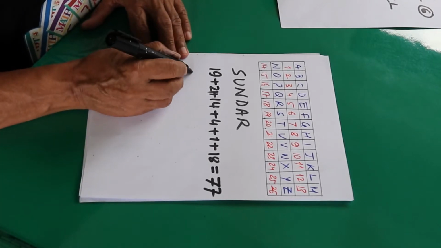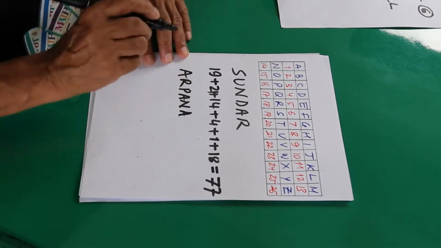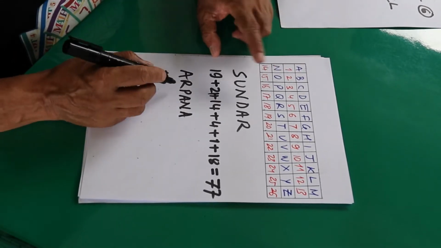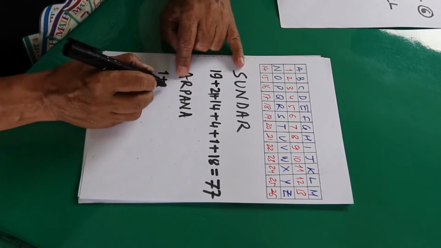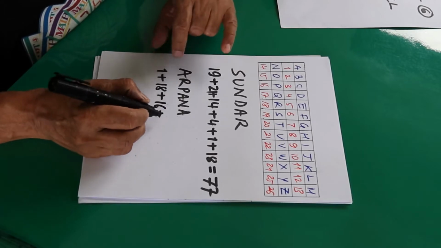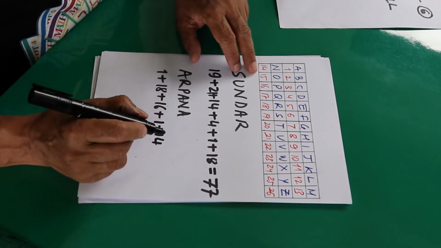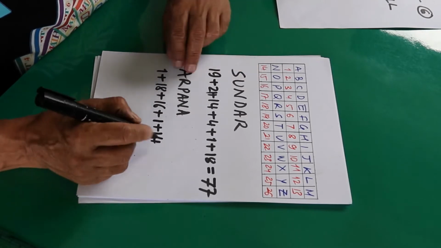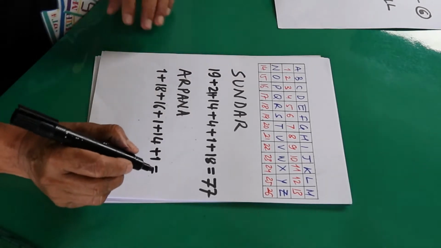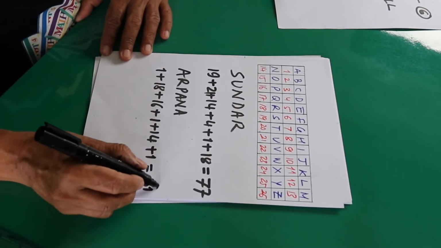And here is Arpana. Arpana has 1 for alphabet A, plus R is 18, P is 16, A is 1, N is 14, and A is again 1. And the sum is 51. If you add all these things, 51.